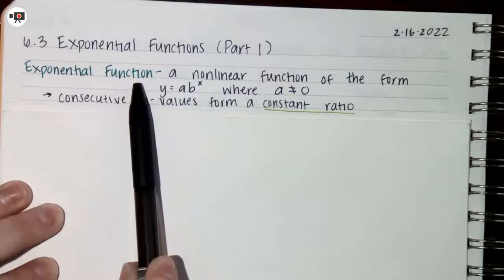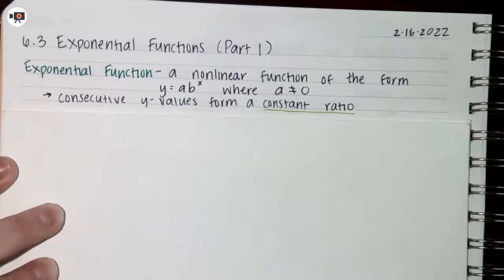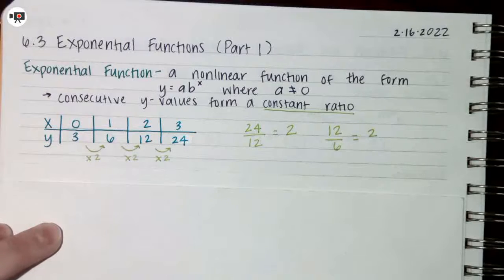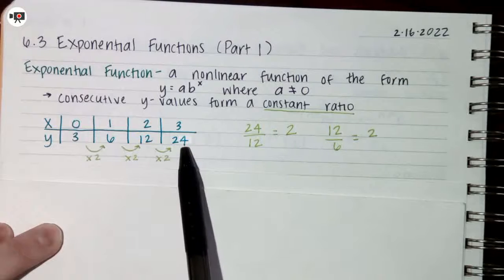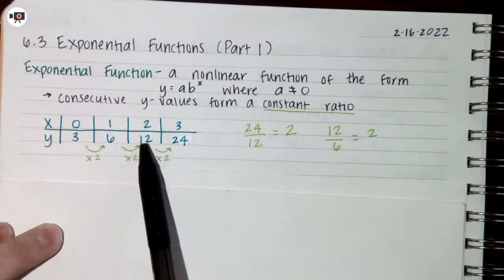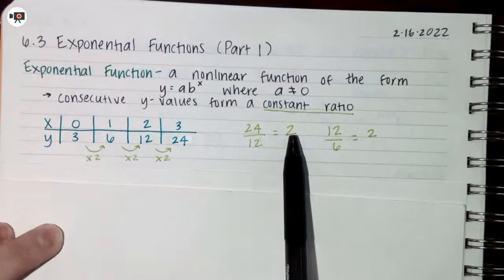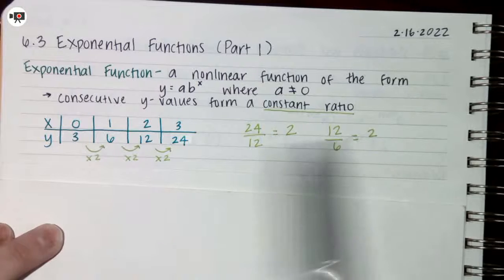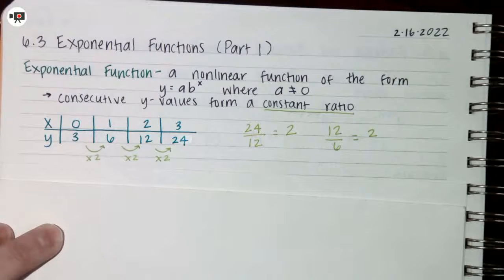an exponential function if consecutive y values form a constant ratio. So instead of a constant rate, it forms a ratio. So if I look at this set of values, to get from 3 to 6, 6 to 12, and 12 to 24, multiply by 2 each time. If I take 24 divided by 12, consecutive y values right next to each other, divide, I get 2. If I do 6 divided by 12, that's 2. So I know that they're the same. It is constant. It is a ratio because I am multiplying or dividing.